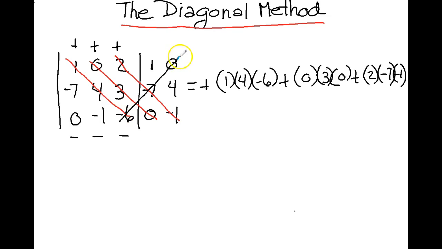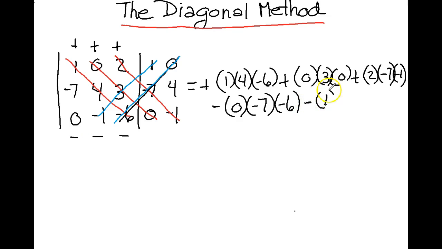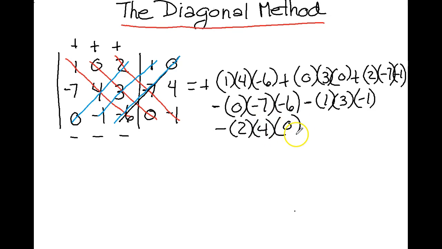And then I'm going to start at the top right corner. Oops, I should have had that on blue. I notice there's a subtraction underneath, so I'm going to subtract the product of these three numbers. Then I'm going to move over a column and subtract again the product of these three numbers. And then my very last diagonal subtraction again, and it's 2 times 4 times 0.